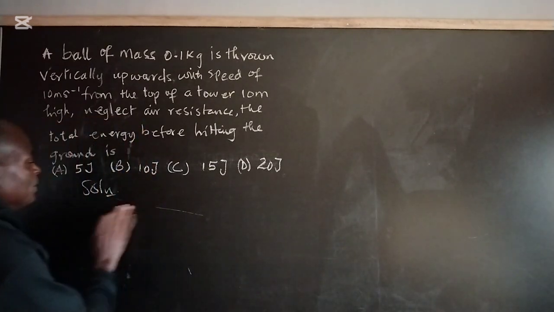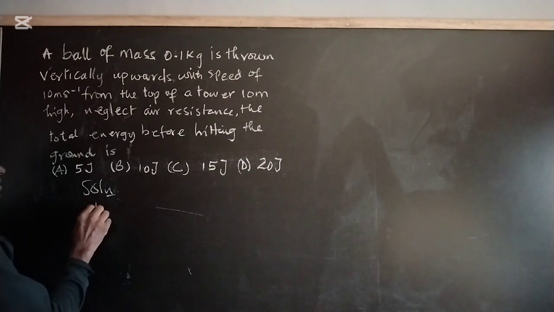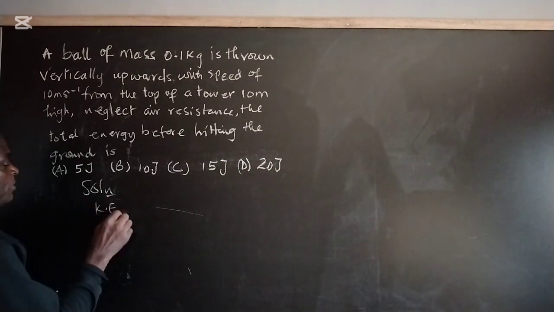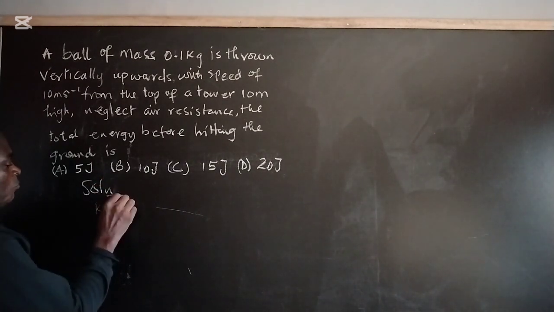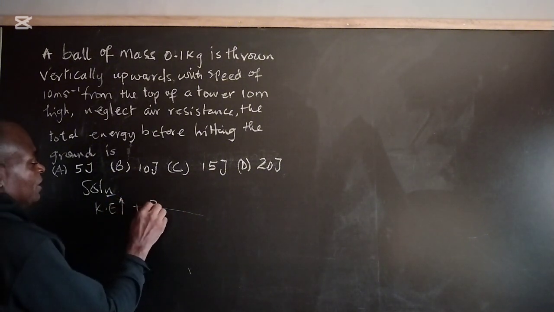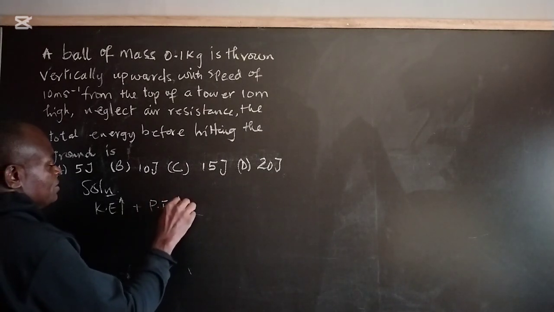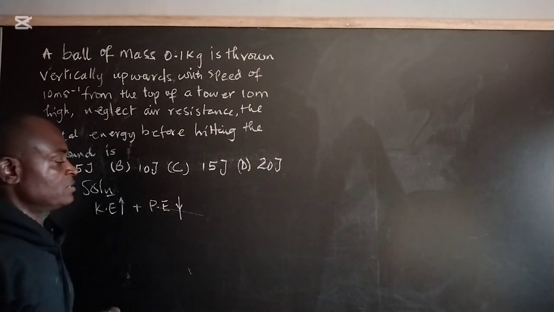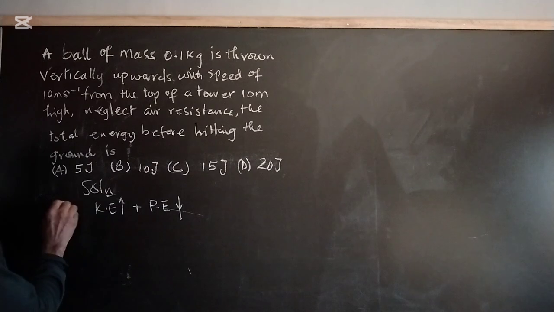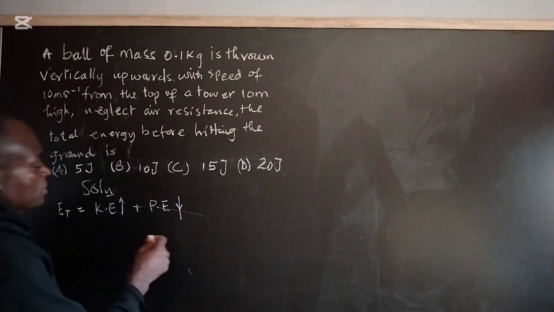So let's break the problem down. What are we trying to find? We are trying to find the kinetic energy from the top of a tower when it was going up, and then the potential energy when it was coming down to the earth. So this sum together is equal to the total energy. What are we given?